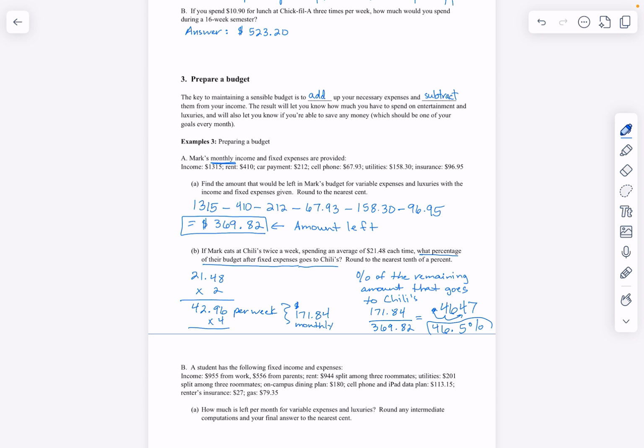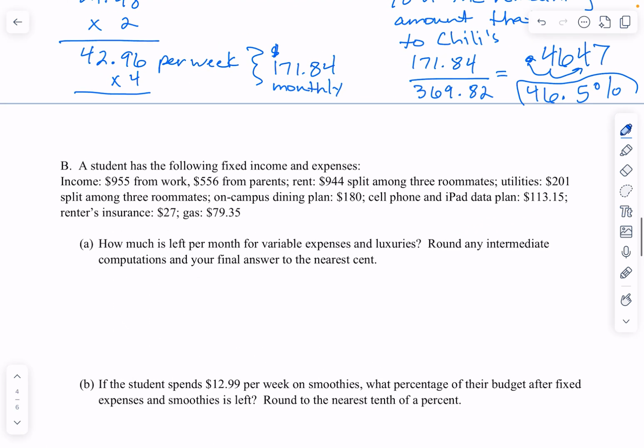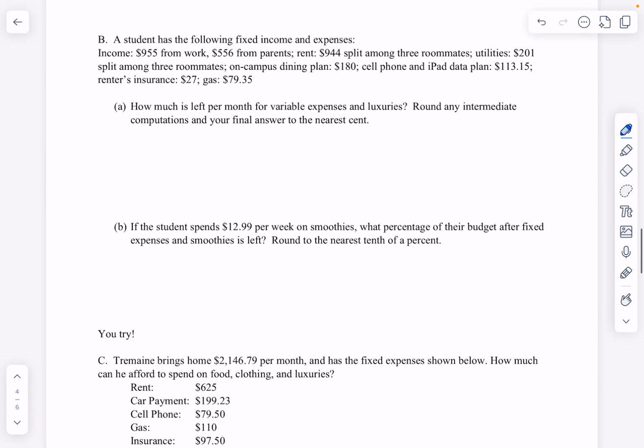So almost half of what Mark has left for the month is going to Chili's. That doesn't leave a lot for groceries. That doesn't leave a lot for gas. It doesn't leave anything for an emergency, right? So Mark might want to rethink that. Right? So let's try again.